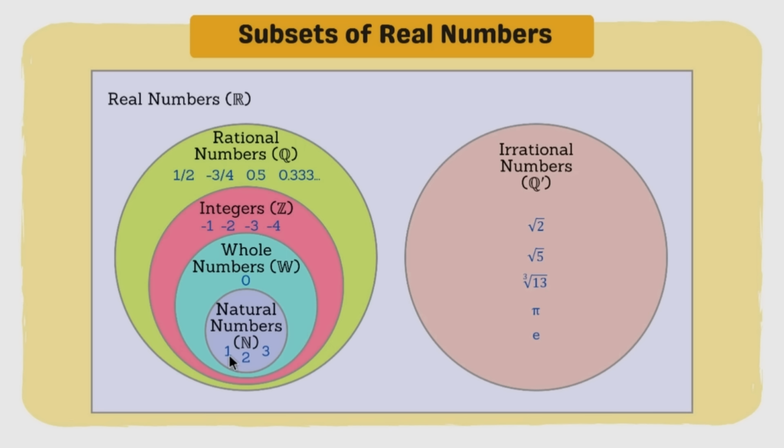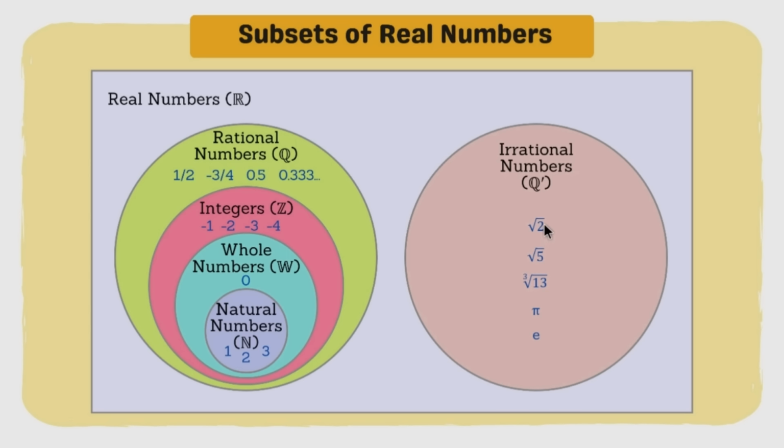Halimbawa, itong natural numbers, we have 1, 2, and 3, and so on. Pag dinagdagan na natin ng 0 yan, ang tawag na natin ay whole number. Pag dinagdagan natin ng negative numbers, ang tawag na natin sa mga yan ay integers. At kapag dinagdagan pa natin ng fraction or decimal, even if it is a repeating decimal, ang tawag na natin dyan ay rational numbers. Pero kapag ito po ay mga irrational numbers like this, square root of 2, square root of 5, cube root of 13, pi, and the natural number e, ito na po ay irrational numbers.